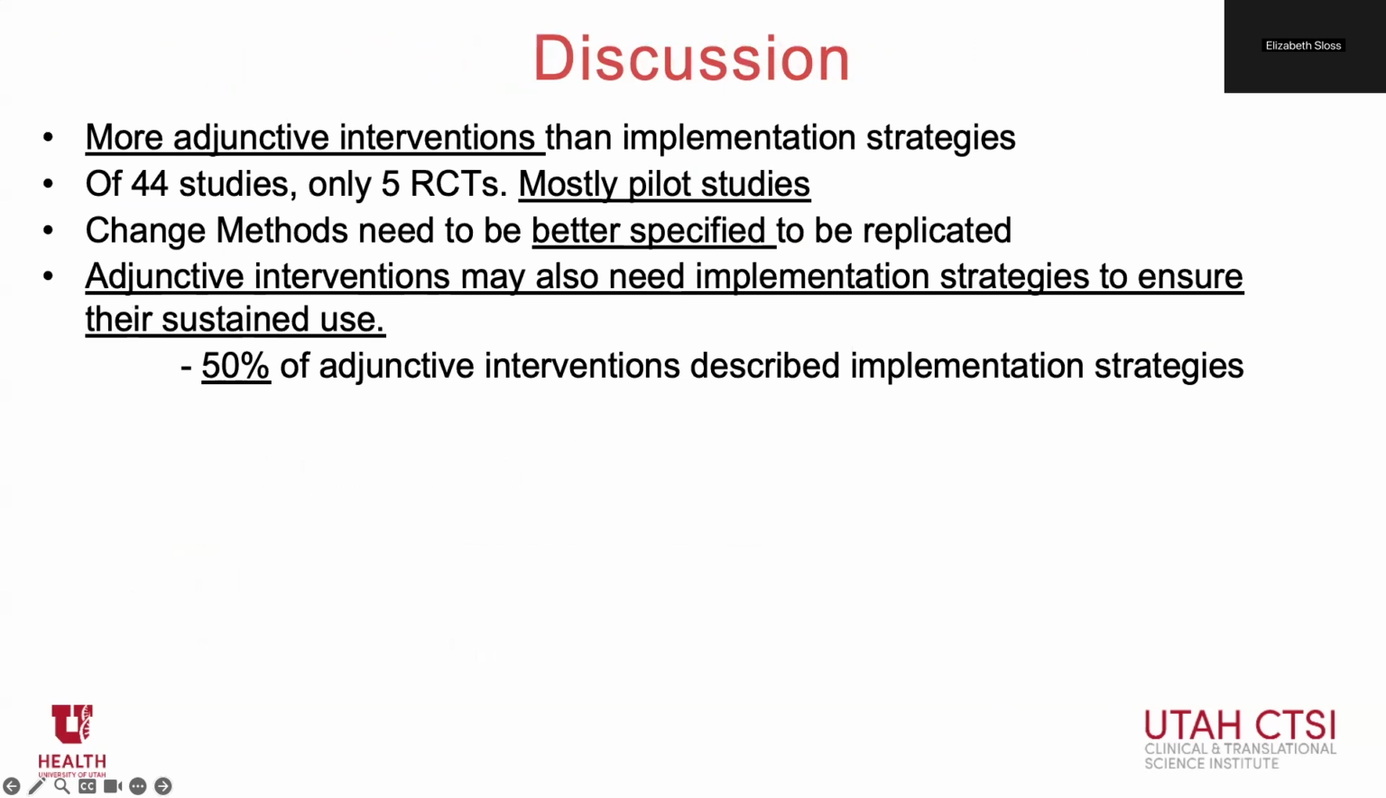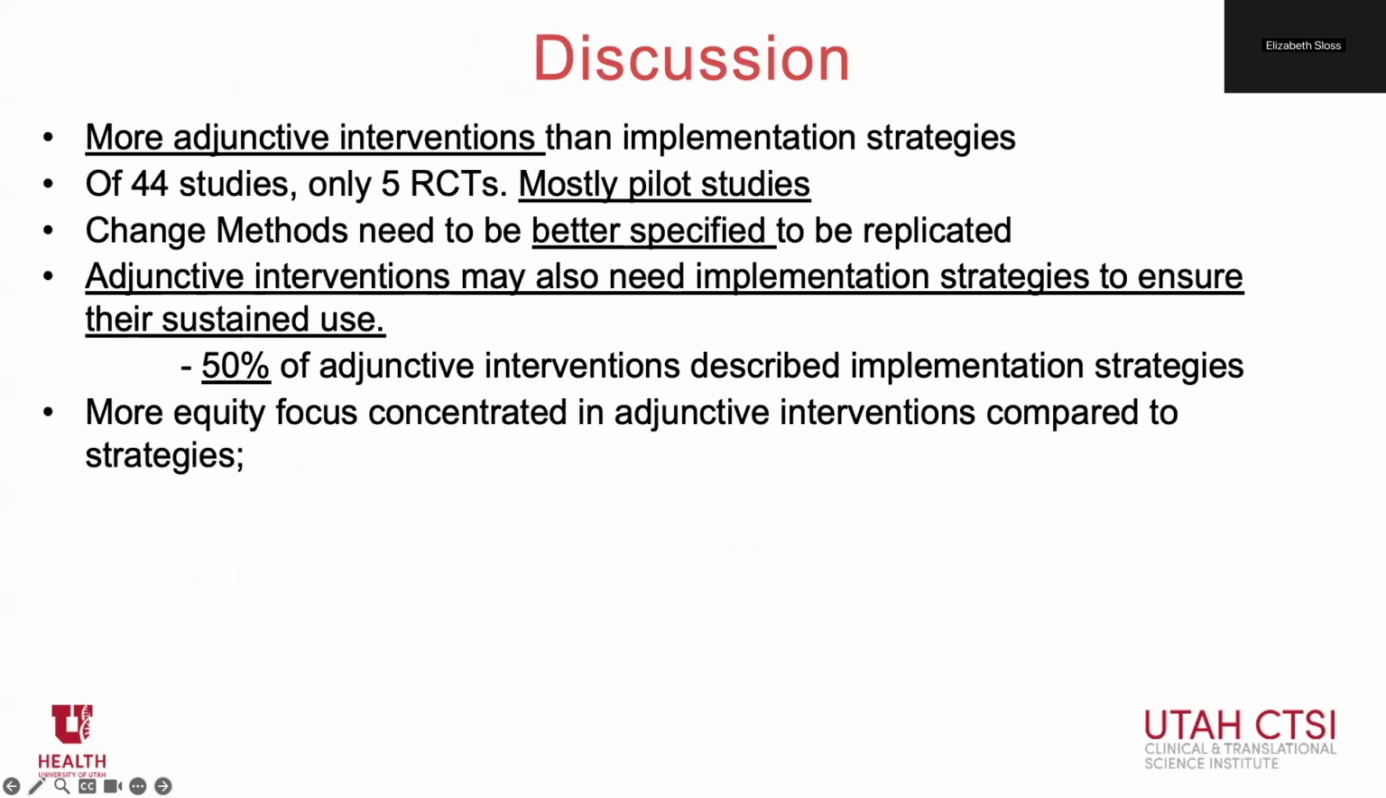Another thing we've talked about as a group is that if you have an adjunctive intervention, you might also need an implementation strategy for that adjunctive intervention, right? Like if you have a PrEP education module to deliver to someone, you need to make sure that the person delivering the module is trained and that that's feasible. So it's like a stacked thing, where if you have an implementation strategy or an adjunctive intervention, you might also need to think about how you're going to implement this adjunctive thing.